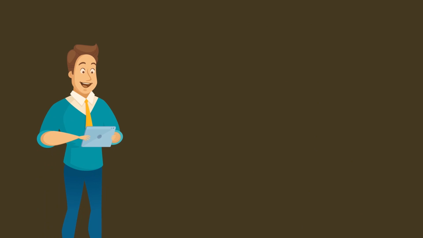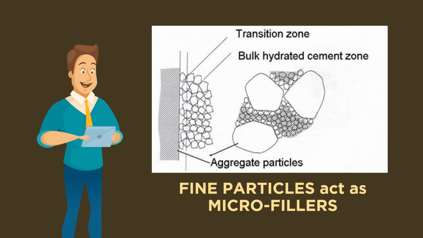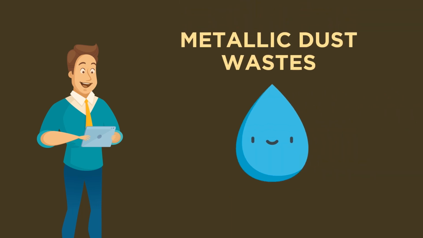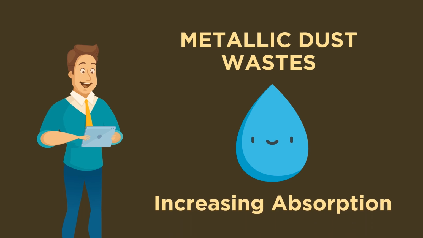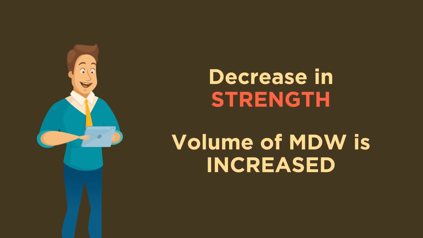Based on the previous studies with similar materials, the increase in strength is caused by the finer particles. The finer particles act as microfillers, which lessen the void and transition zone between aggregate and paste, making the concrete more impermeable and improving the paste to aggregate bond. However, increasing the amount of metal dust would mean an increase in the number of fine particles in the mix. Metallic dust waste requires more water, causing an increase in absorption and reducing the actual amount of water available for active materials to hydrate. This is the main cause of a decrease in the strength as the volume of metal aggregate in the mix increases.